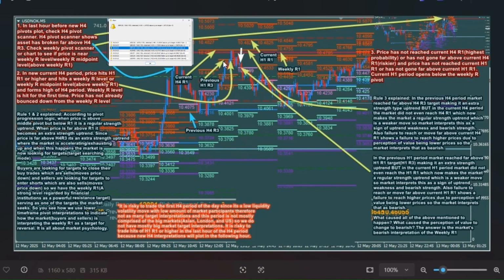Also, failure to reach the H4R1 shows that the market failed to reach a price at higher prices, because the H4R1 is a price at higher prices. And if the market failed to reach the H4R1, which is a price at higher prices, it is because the market's perception of value is not a price at higher prices, but the market's perception of value is a price at lower prices, and the market interprets that as bearish.